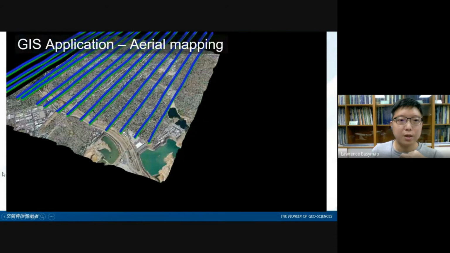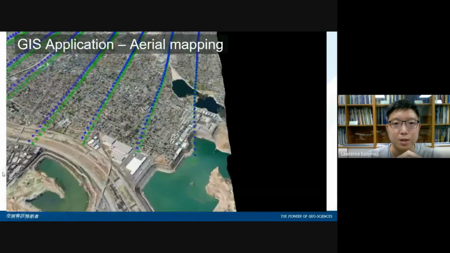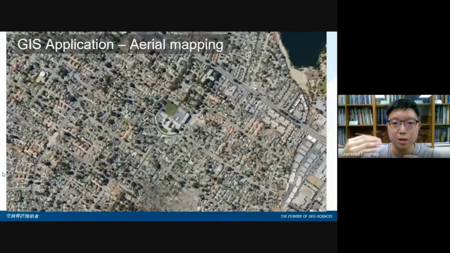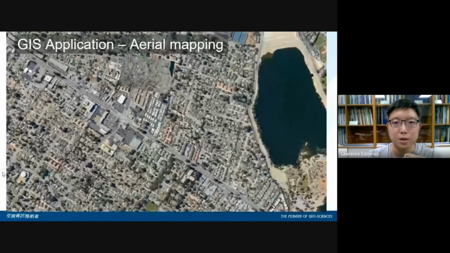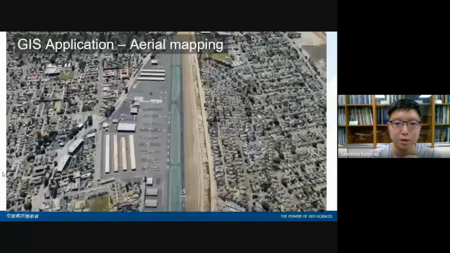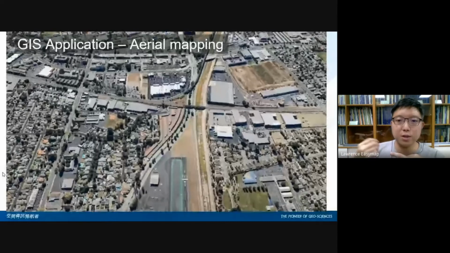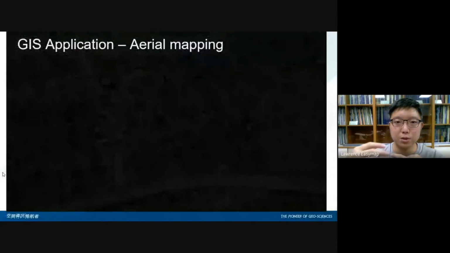Okay, so here we come to the GIS application. The UAV can be used to do a lot of work in GIS surveys. One of those is aerial mapping. It can take a lot of pictures from a relatively low altitude and give a very decent map. I will talk about how to do aerial mapping in session 5.